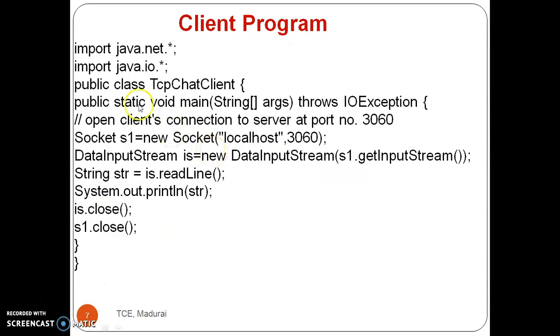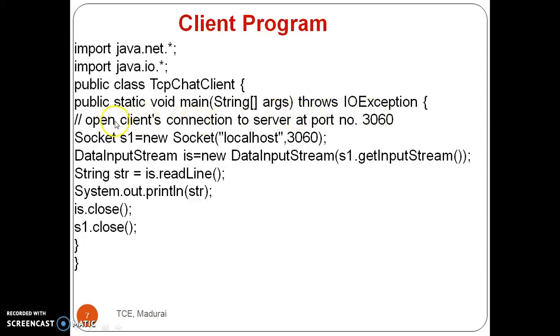Coming to the client side, again we need to import the net package and the IO package, and define the class name and main method, and we need to handle exceptions by throwing them. You can specify the exact exception type like IOException, UnknownHostException, etc. If you do not know the correct exception type, you can just specify throws Exception.